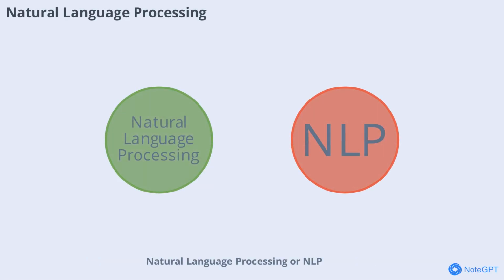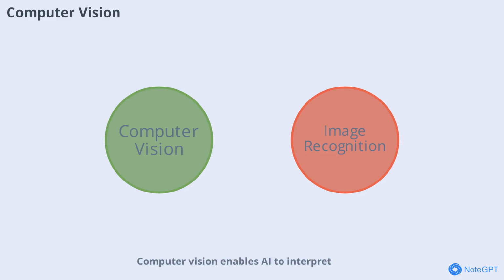Natural language processing, or NLP, is a branch of AI focused on understanding and generating human language. It powers chatbots, voice assistants, and translation tools, making it possible for computers to communicate with us in our own words. Computer vision enables AI to interpret and understand visual information from the world.